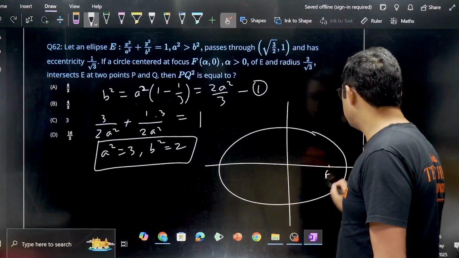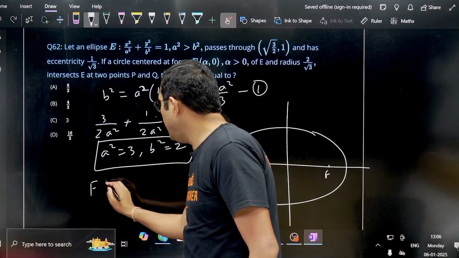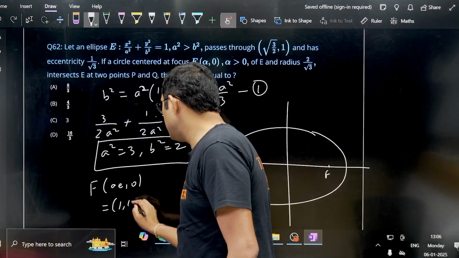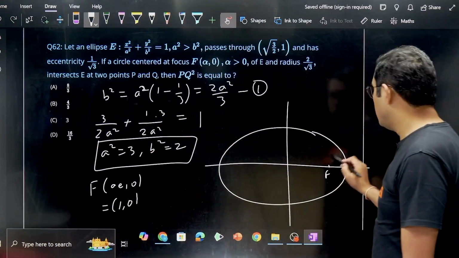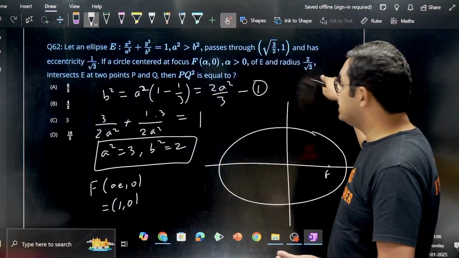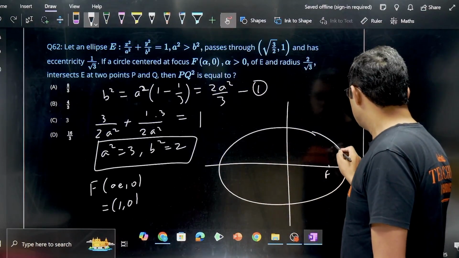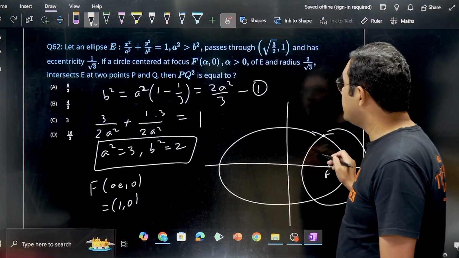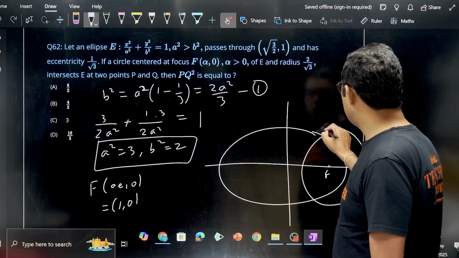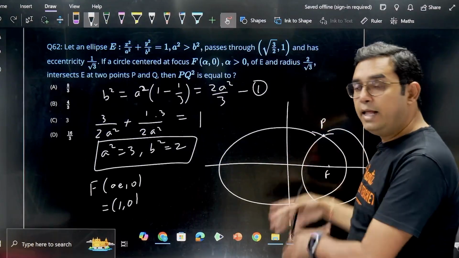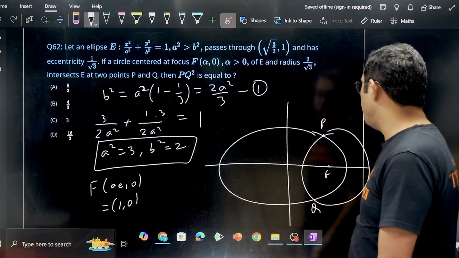So this is a focus here. The focus is actually (ae, 0), which is actually (1, 0), because a is root 3, so (1, 0). So we have to make a circle with center at the focus and radius 2 upon root 3. Okay, so this will be something like this, which intersects the ellipse at 2 points P and Q, and we have to find the length PQ square. We have to find the square of PQ actually.